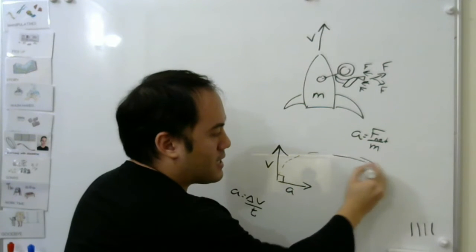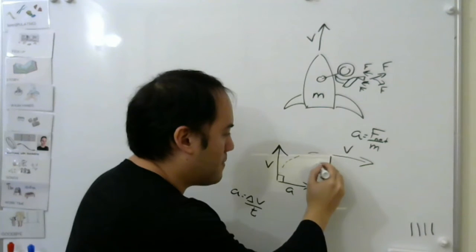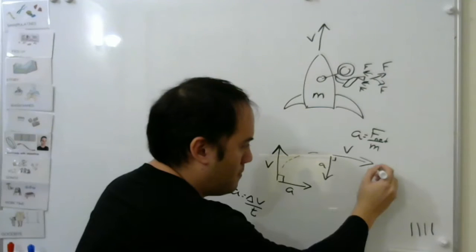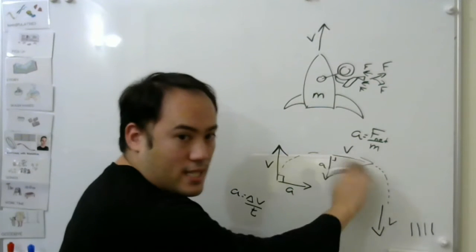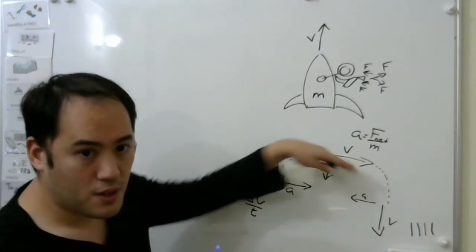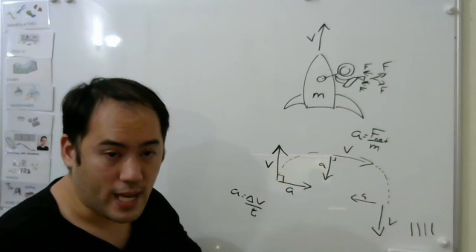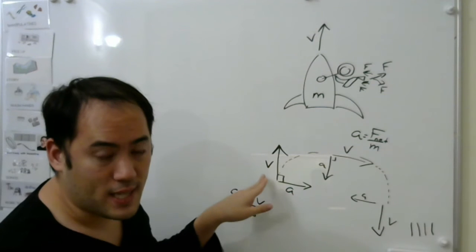Until finally the velocity is like this, and the acceleration is like this. Still perpendicular. Well then, keep going. The velocity changed, acceleration. This will cause circular motion. Circular motion happens when acceleration is perpendicular to velocity.